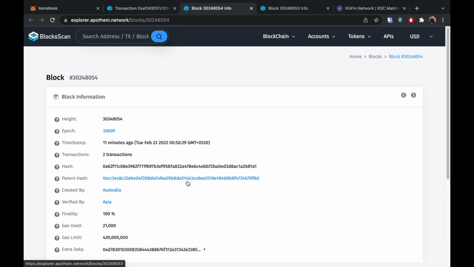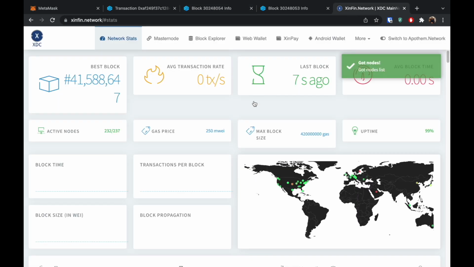But to get a bird's eye view of the status of a blockchain, we can use the status dashboard. Each blockchain has a different status dashboard, and we are looking at the XDC network's status dashboard, and it's telling us all of the things we need to know from a bird's eye view. For example, it's telling us the best top block, which is the latest block which occurred. It's telling us the average transaction rate, and how many seconds ago the last block was.